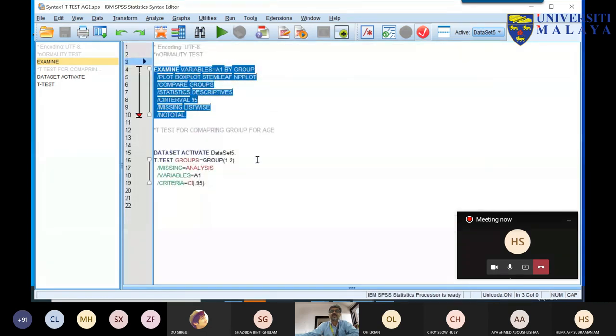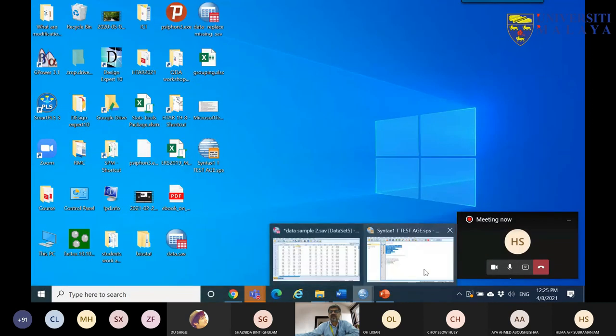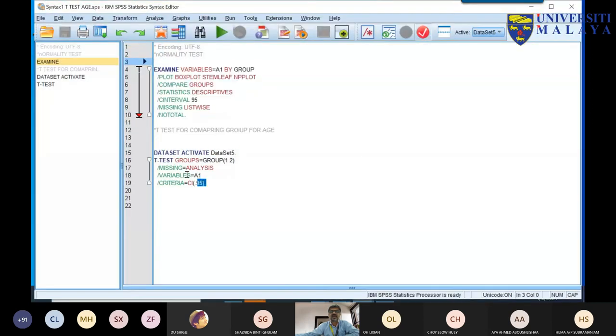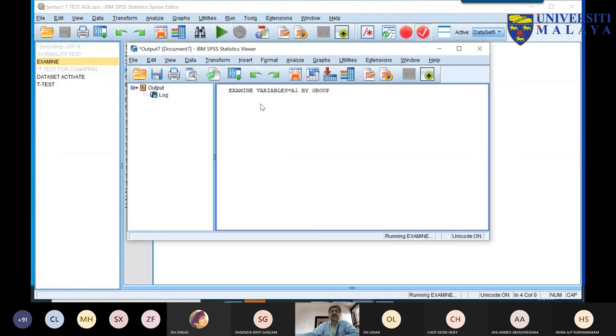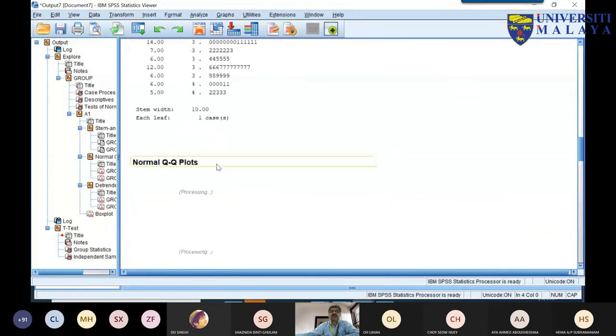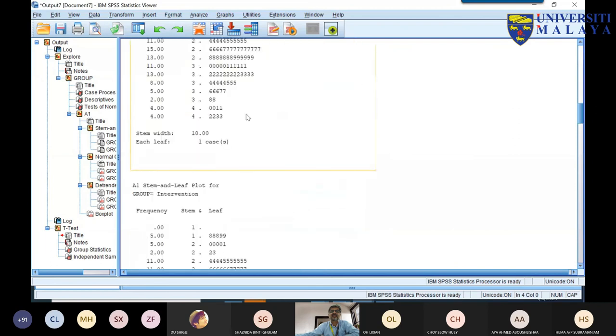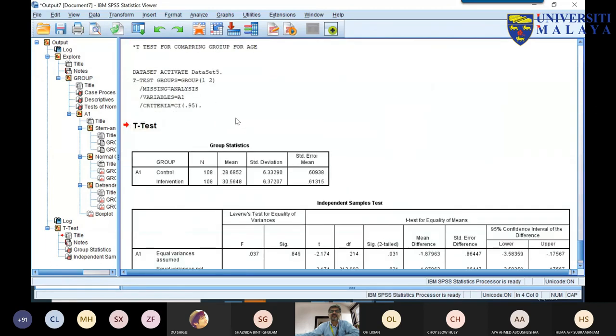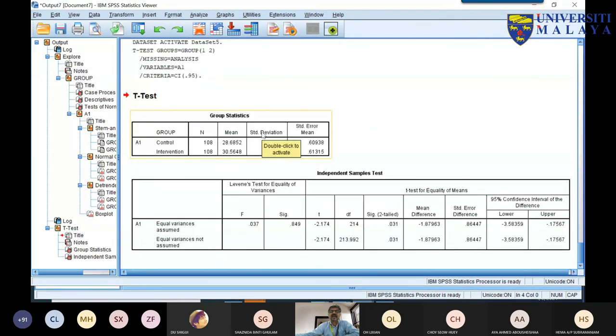Look at it. Let me close it. So there are no windows open, right? There is only one data file, nothing else. So look at here. I select both, run it. This is the first part, the result of the normality test. The second part is the result of the independent t-test. How easy!